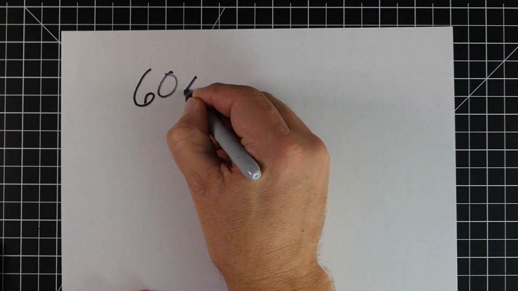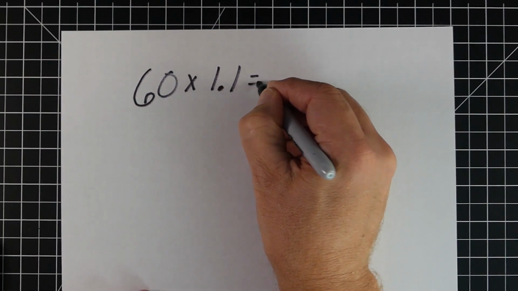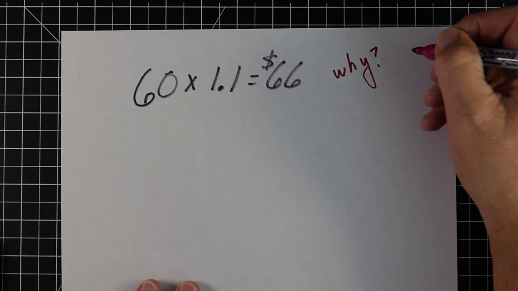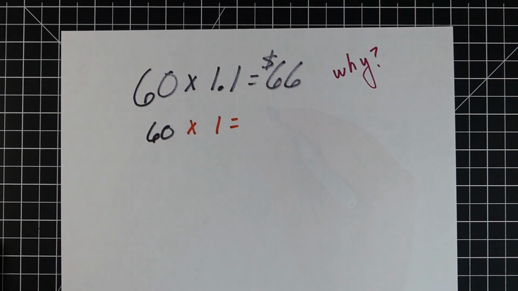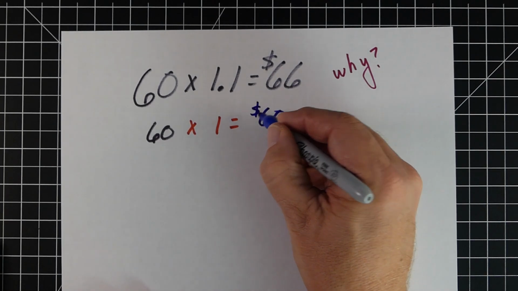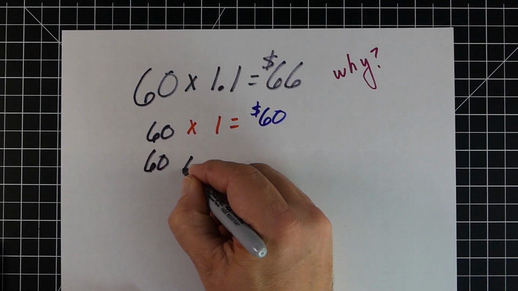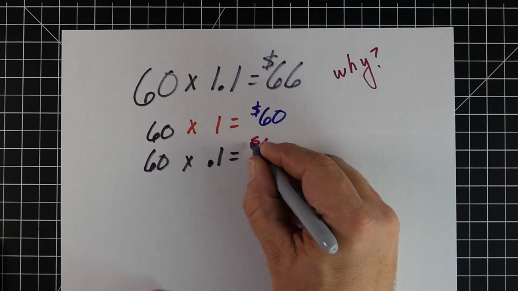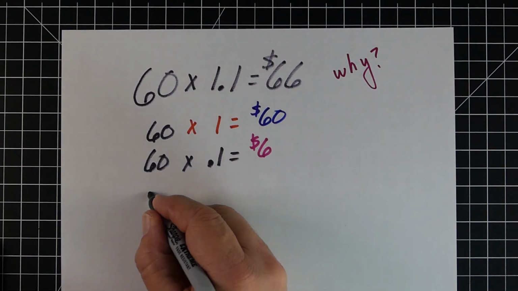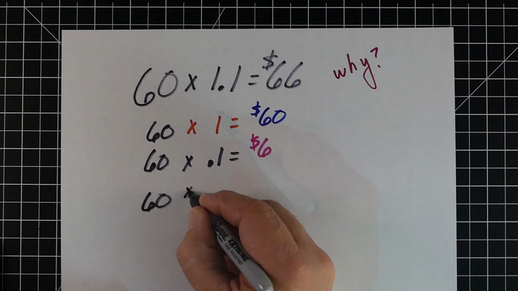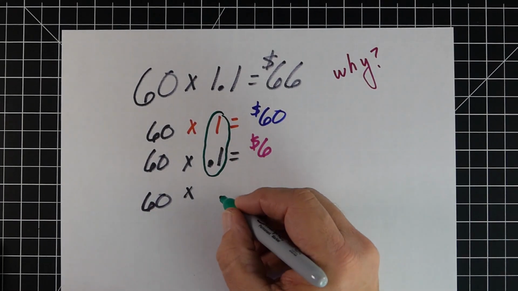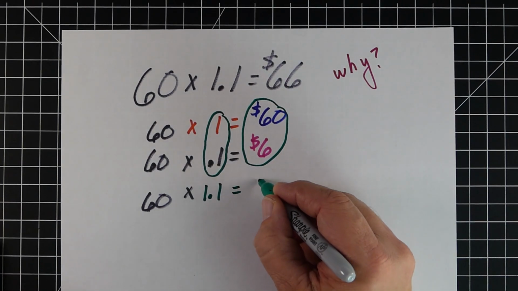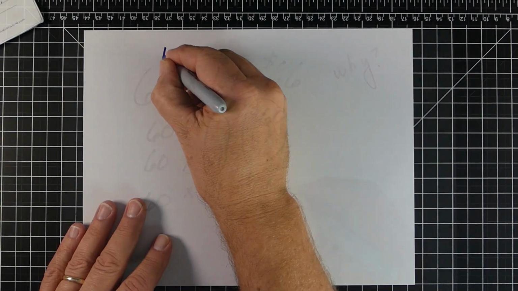All right, so maybe you're looking at this problem and you're still unsure of where we're getting this 1.1 from. We know we take 60 times 1.1 and we get 66, but why? If we take 60 times 1, that gives us our whole amount. If we take 60 times 0.1, that gives us the $6, which is the amount of tax. If we combine the 1 and the 0.1, we get 1.1. And when we do that, it's just like combining the 60 and the 6 and getting 66, which is our total cost.